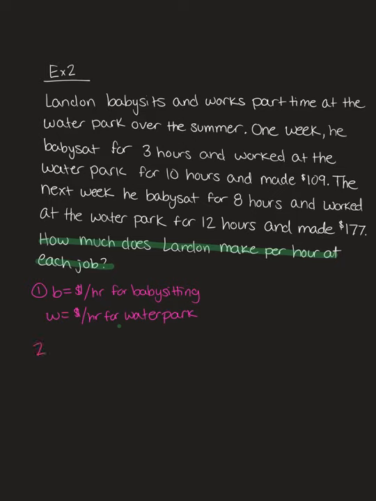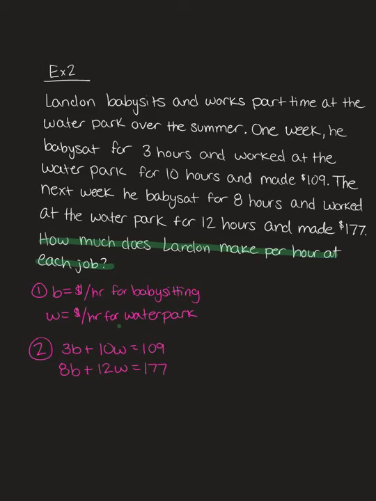Now we set up our two equations. One week he babysat for 3 hours and worked at the water park for 10 hours and made $109. That is one equation right there. So 3 hours of babysitting plus 10 hours at the water park got him $109. We can use the same concept for the second equation. The next week he babysat for 8 hours, so 8 hours of babysitting plus 12 hours at the water park equals 177.